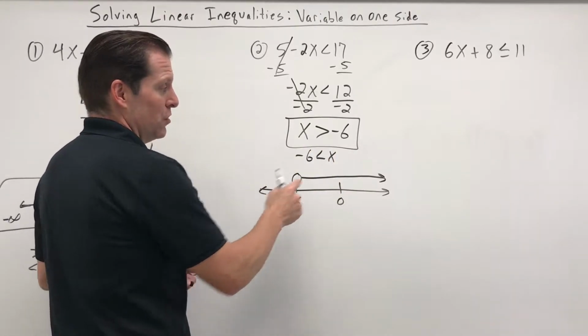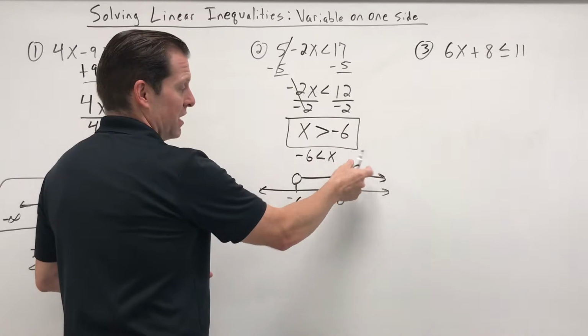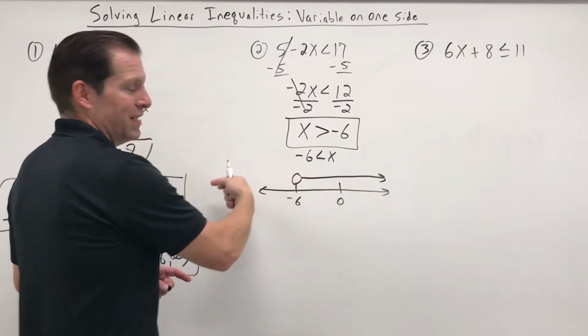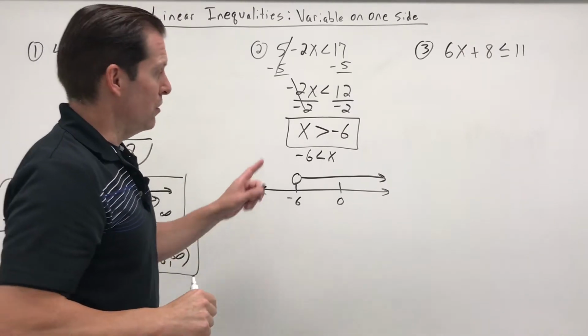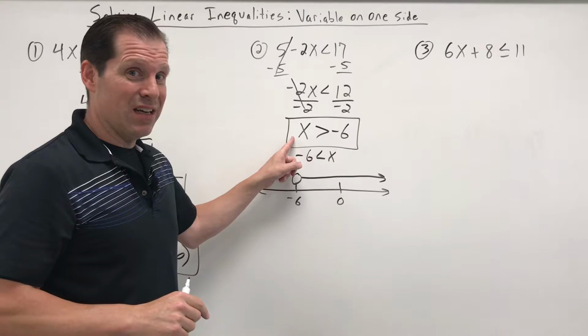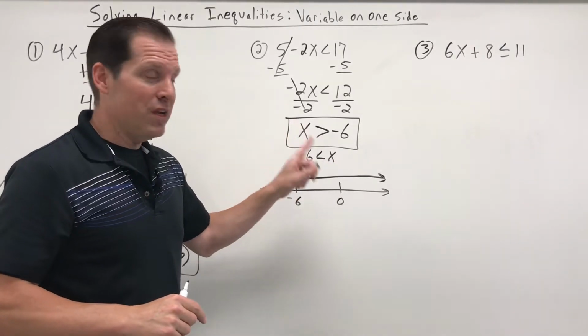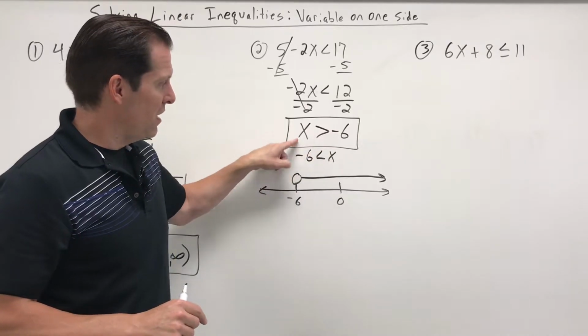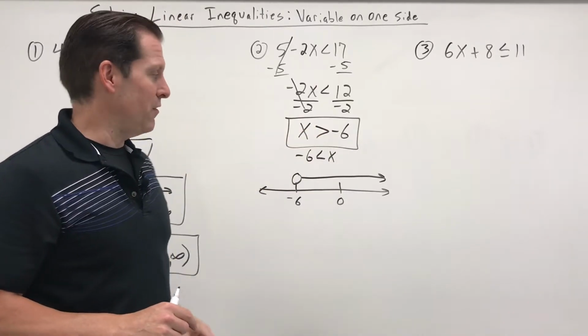So if students happen to have the variable on this side and they got this answer and they follow the arrow, they would be pointing that to the left, which is not true. So again, the only way you can follow the pointing of the arrow is if the variable is on the left side. If it's on the right side, you have to read from the variable to the number. So x is greater than -6. So just be careful of that.